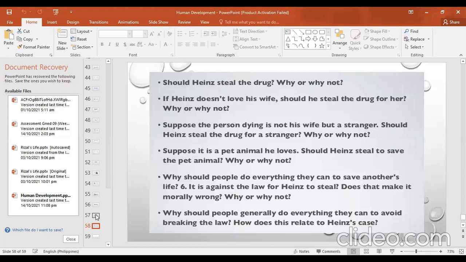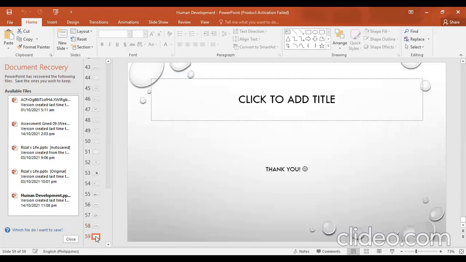Okay? So hopefully you learn a lot from this lesson, from the psychoanalytic theory. Tapos napunta tayo sa psychosocial stages of development. And then we also talk about the moral development according to Lawrence Kohlberg and yung kay Jean Piaget, yung kanyang cognitive development.